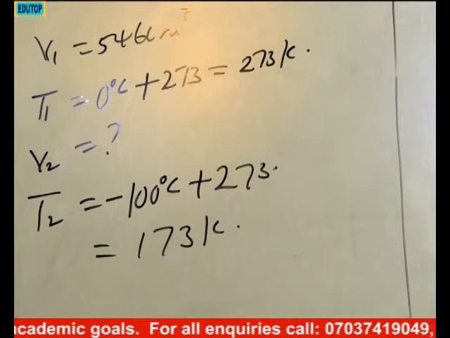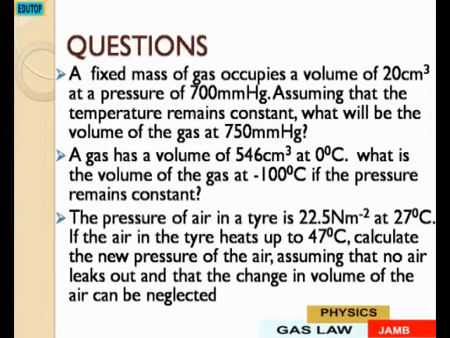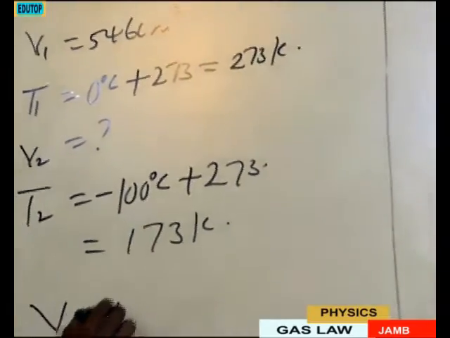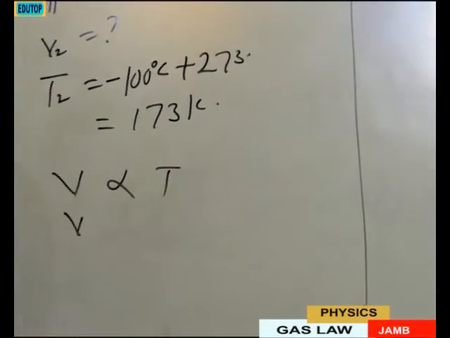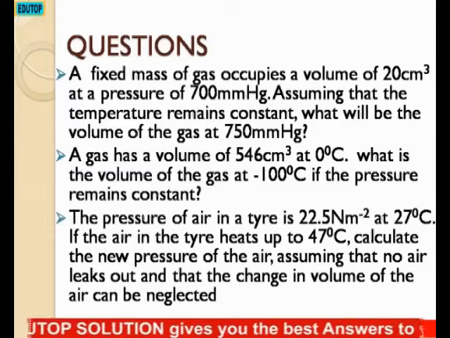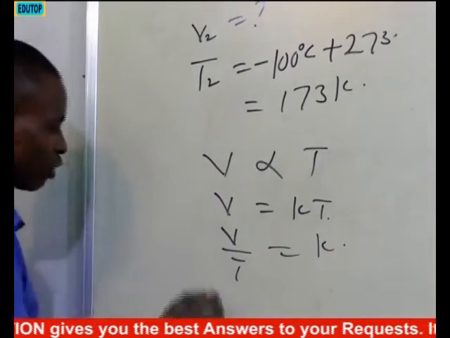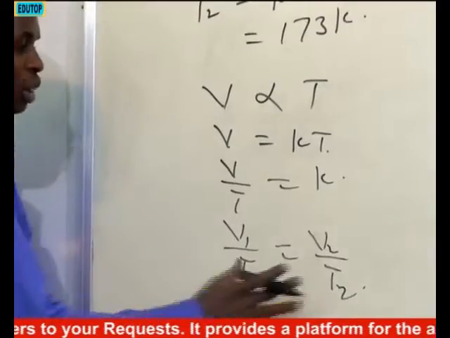Then we are looking for V2. If you look at that question, we are told that at constant pressure, that's Charles' law. Okay? So, for Charles' law, we are told that the volume is directly proportional to the temperature. Which is equal to KT. So that V over T is equal to K. So that from there you can have V1 over T1 equals V2 over T2. So let's use this formula now.